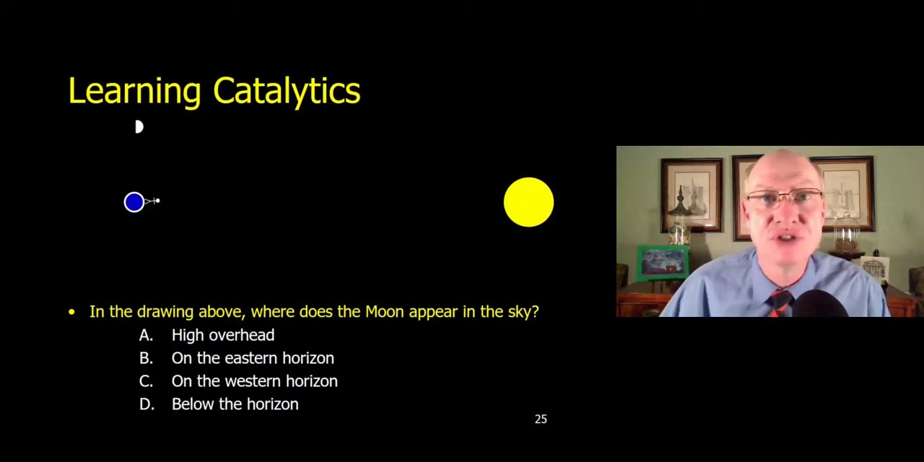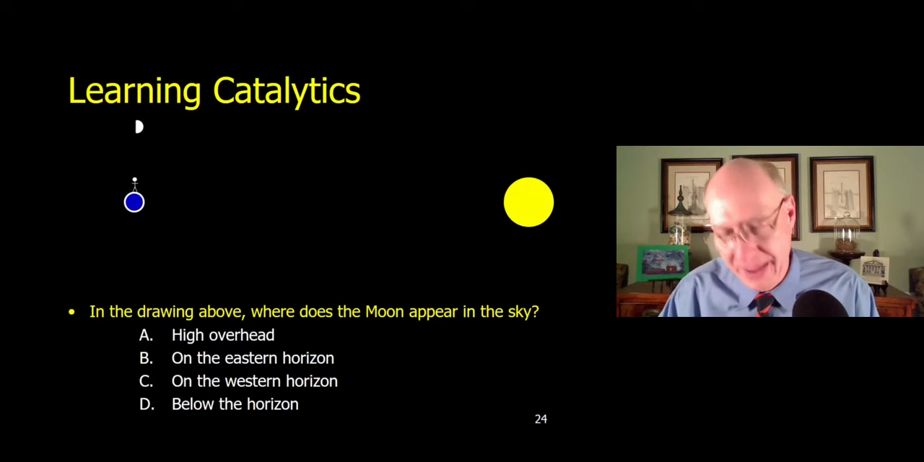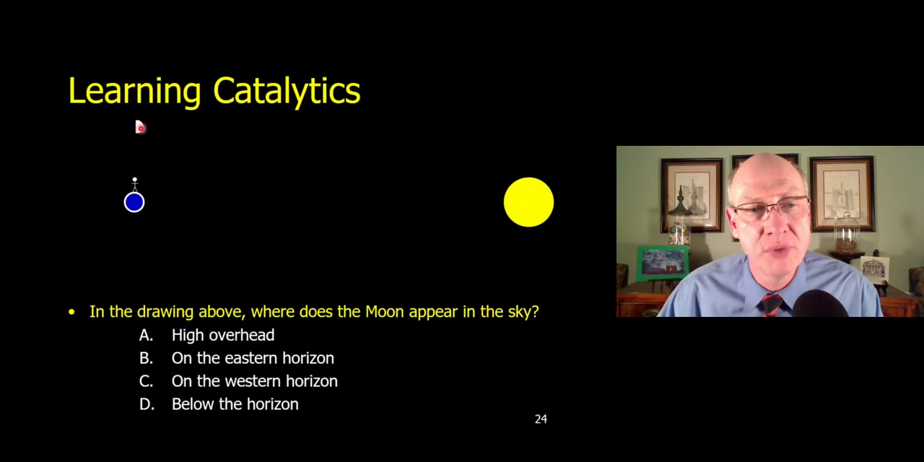Okay, here's the important thing. The first quarter moon always rises at noon. It's highest overhead at sunset, and it sets at midnight. And that is true of the first quarter moon no matter what month it is. For your whole life, that's always been true. The first quarter moon has always risen at noon, been high overhead at sunset, and it sets at midnight.